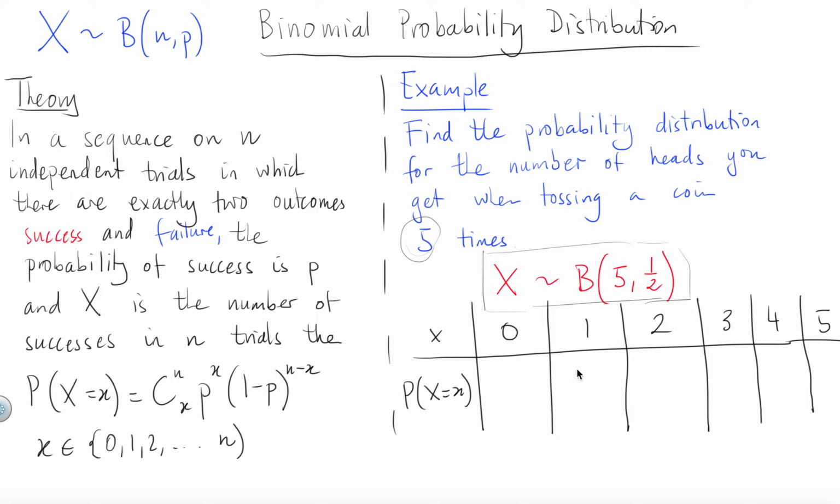So we want to find, we can either have 0 successes, 1 success, 2 successes, 3 successes, 4 successes, or 5 successes. So the probability, according to this formula, of getting 0 successes is going to be 5C0 times the probability, which is a half, raised to the power 0, times by 1 minus p, which is the complementary probability, 1 minus a half, raised to the power n minus x, which is just going to be 5.